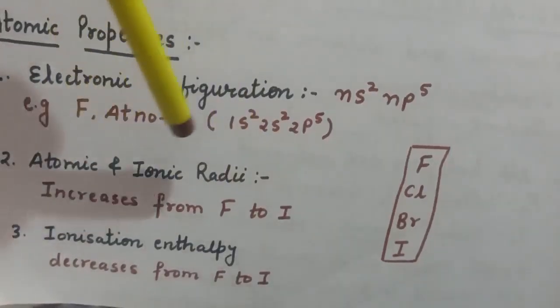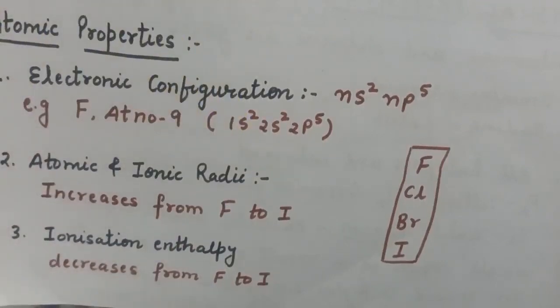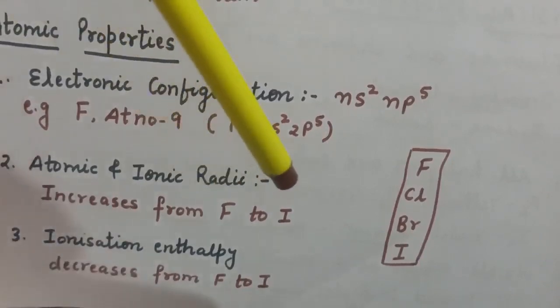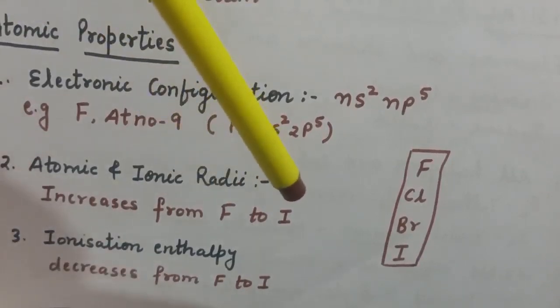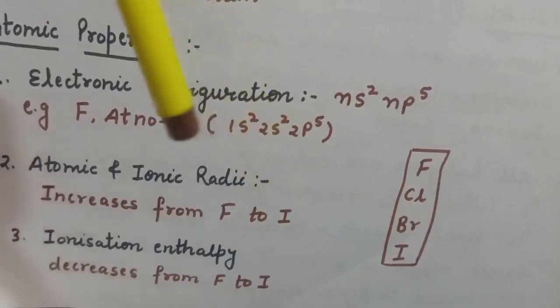And if we compare the ionic radii, then these halide ions are larger as compared to their respective atoms. For example, if we compare the radius of iodine atom and its I negative ion, so I negative is bigger in size than iodine atom.